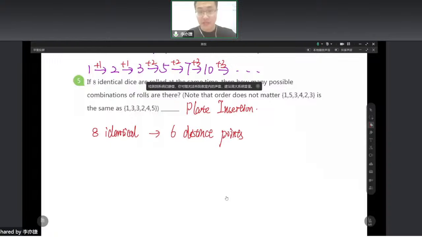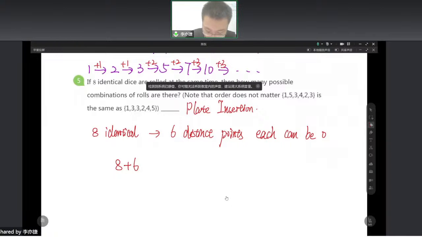Because we can have 1 point with no dice, each can be 0. So it's a very classic plate insertion problem, and it's quite easy. Initially we have 8 identical dice, but because all the 6 points, 1 to 6, can be 0, we lend them a 6, making them all into at least 1.